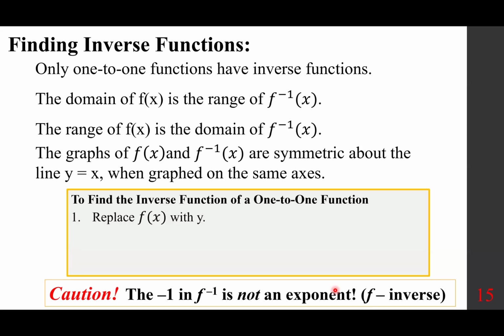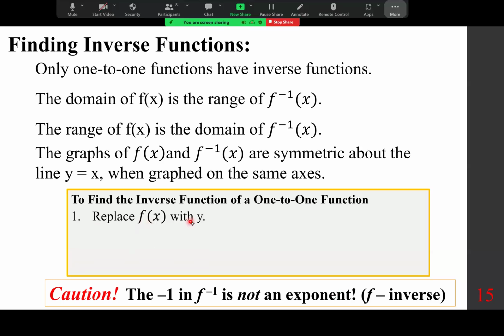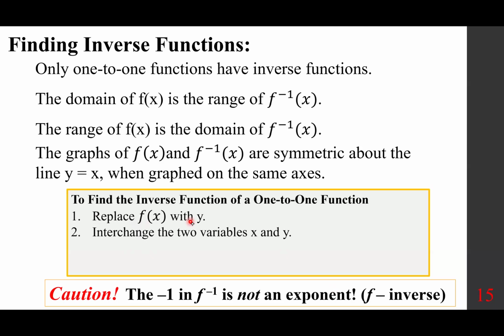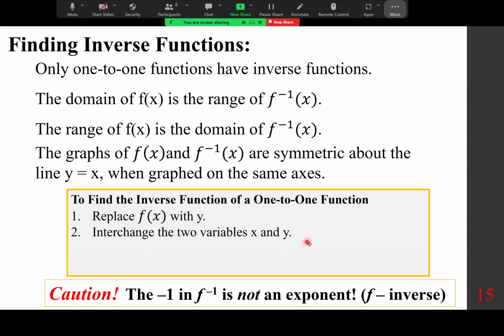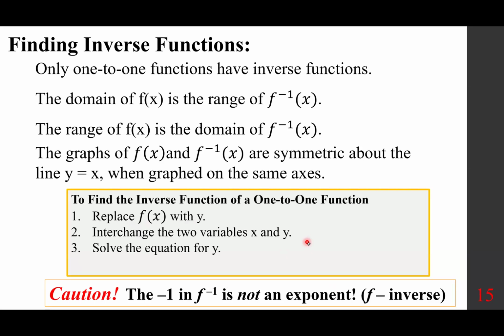Now, here's the process. Number 1, replace f of x with y. The reason we do that is because it makes it easier to work. Number 2, interchange the 2 variables x and y. And right at this step, we do have the inverse. However, we normally solve for y. And finally, we give it a name, f inverse. That's the idea, everybody.